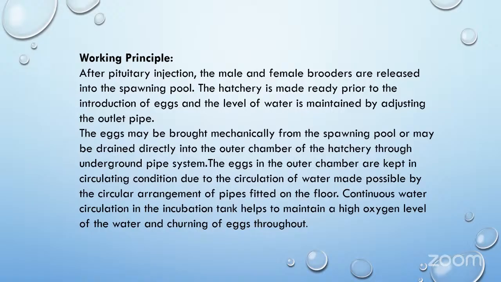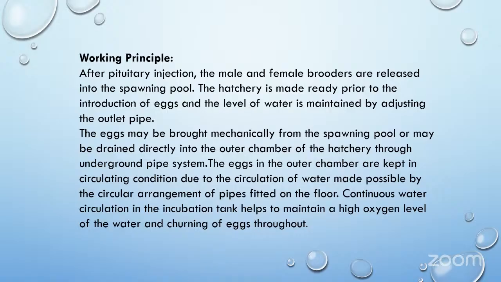The hatchery is made ready prior to the introduction of eggs, and the level of water is maintained by adjusting the outlet pipe. The eggs may be brought mechanically from the spawning pool or may be drained directly into the outer chamber of the hatchery through underground pipe systems. The eggs in the outer chamber are kept in circulating condition due to the circulation of water made possible by the circulatory arrangement of pipes fitted on the floor.